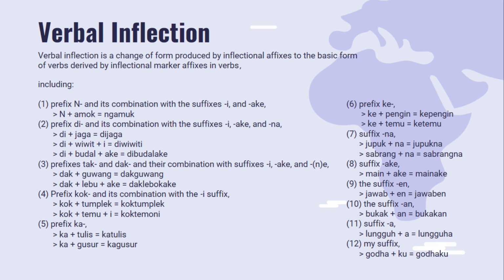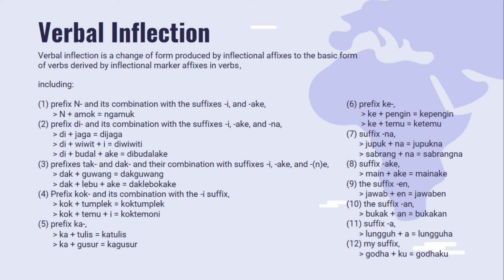And then verbal inflection. Verbal inflection is a change of form produced by inflectional affixes to the basic form of verbs derived by inflectional marker affixes in verbs. Jadi, infleksi verbal adalah perubahan bentuk yang dihasilkan dengan afiks-afiks inflektif terhadap bentuk dasar verbal yang diturunkan dengan afiks-afiks penanda inflektif dalam kata kerja. For example, there is prefix n and its combination with the suffix e and ake.